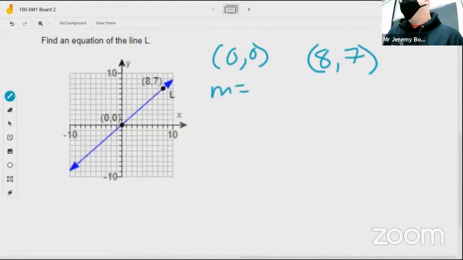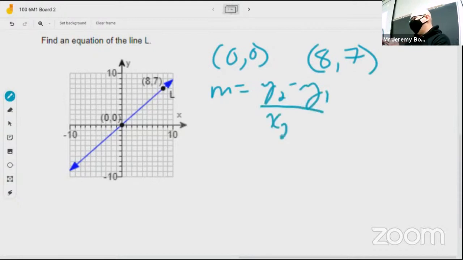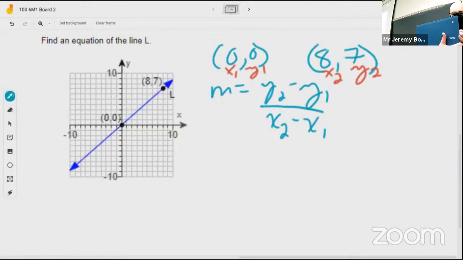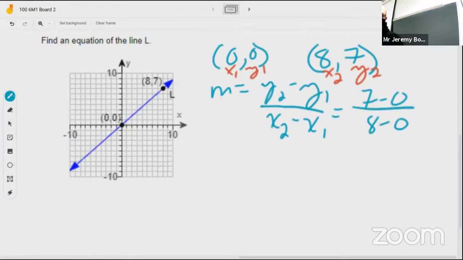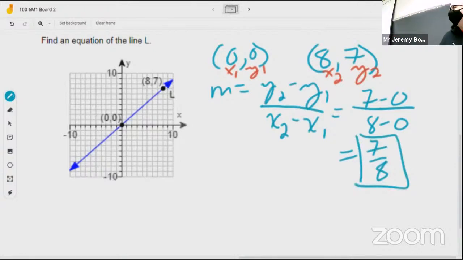So we need to find the slope. Remember, the slope is your change in y divided by your change in x. I'm going to label these x sub 1, y sub 1, and x sub 2, y sub 2. The way I have it labeled, it's going to be 7 minus 0 over 8 minus 0. If you did 0 minus 7 over 0 minus 8, you'd get the same thing. We're going to get 7 over 8. That's going to be the slope of our line. Any questions on finding that?